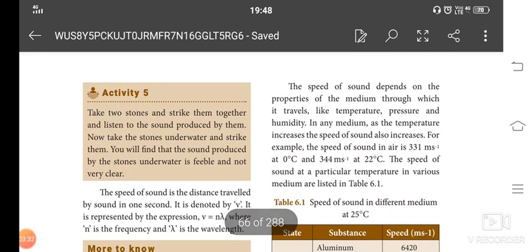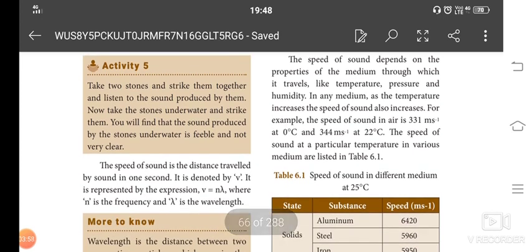Then again we have one activity. Two stones strike together and they produce a sound. But when these two stones are under the water, striking them will not produce the sound because what will happen? In the medium, the air is very less, so the sound is also very less. So in the land and the water, we can have a difference of sound.